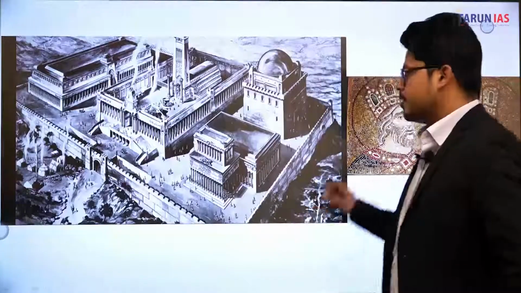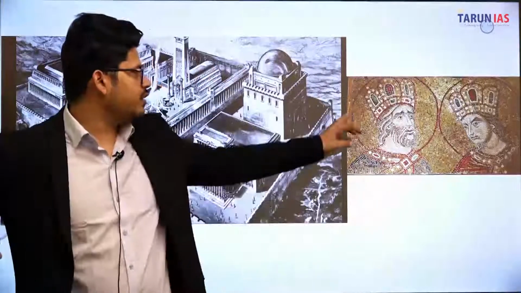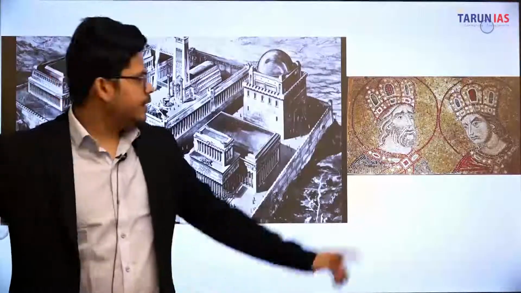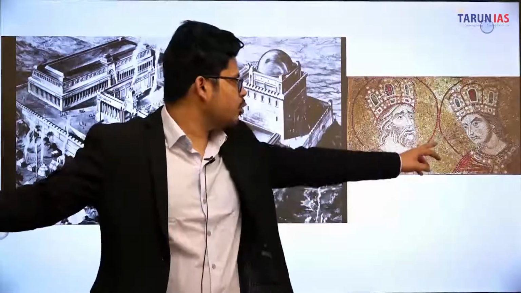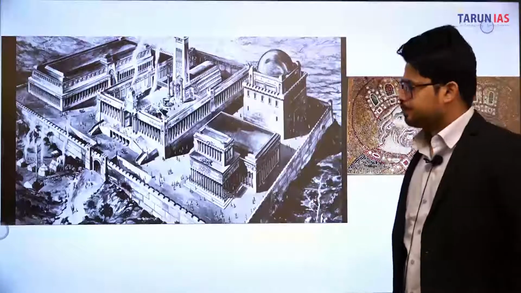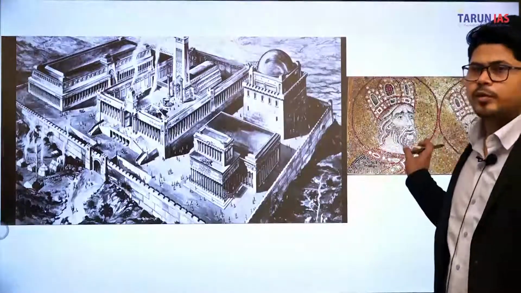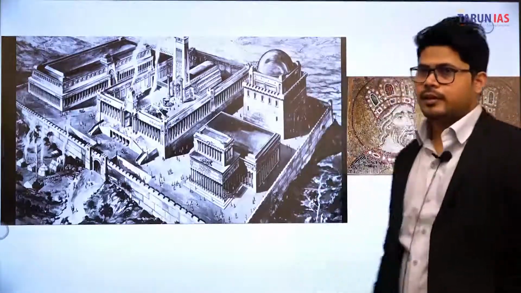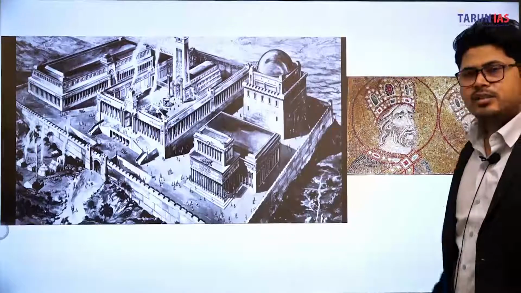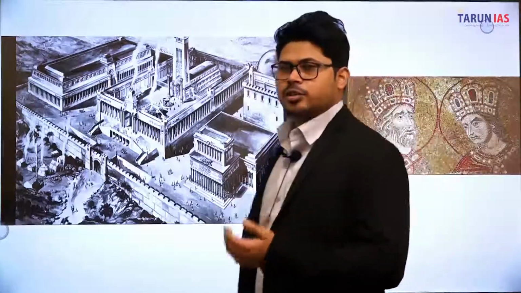Now these two gentlemen here you can see, the first one is King David and the second one is King Solomon. King David was the first king and King Solomon was the second one. King Solomon was the son of David. Now this beautiful piece of temple was made by King Solomon, the son of King David. He was not the first king. Actually King Saul established the Jewish kingdom.